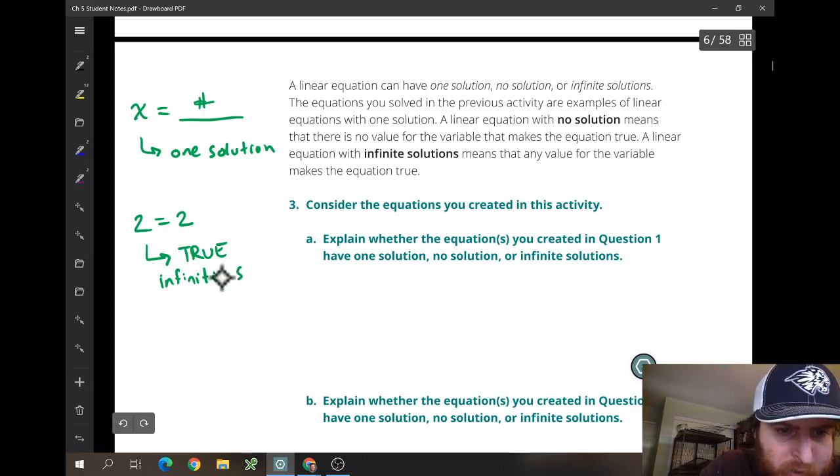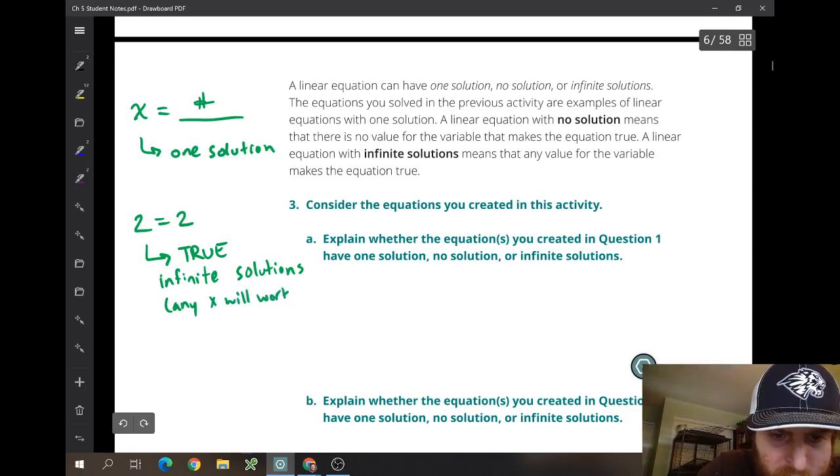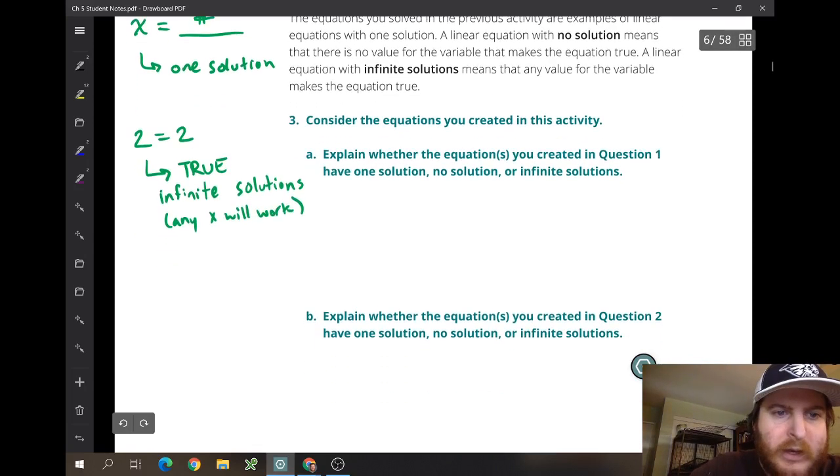And so what infinite solutions means is that any x will work. Okay, so any x will work. And we'll go over an example of this. So 2 equals 2 basically, or basically any number is equal to itself.